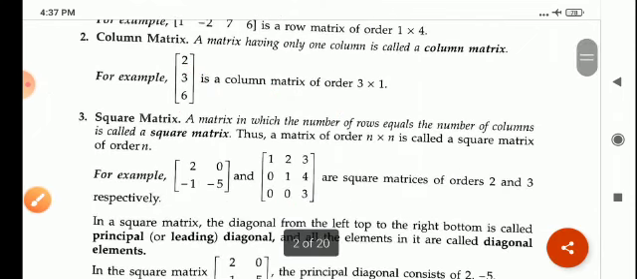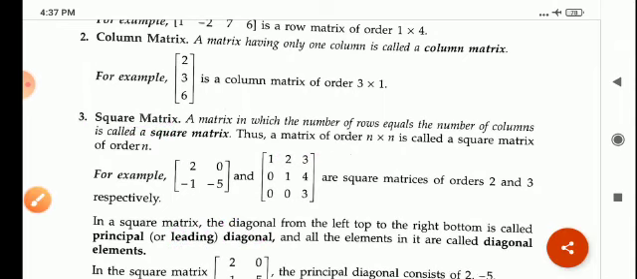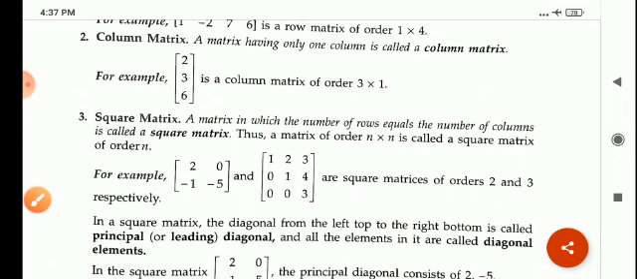Third point is square matrix. A matrix in which the number of rows equals the number of columns is called the square matrix. This example represents 2 into 2 order because 2 rows and 2 columns. In this, first, second and third: 3 rows and 3 columns, 1, 2, 3, 3 into 3. Therefore, it is a square matrix.